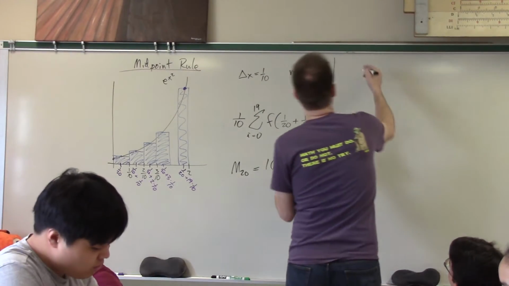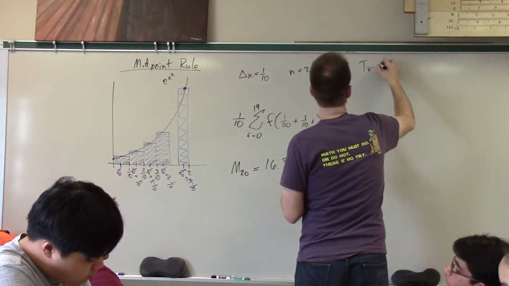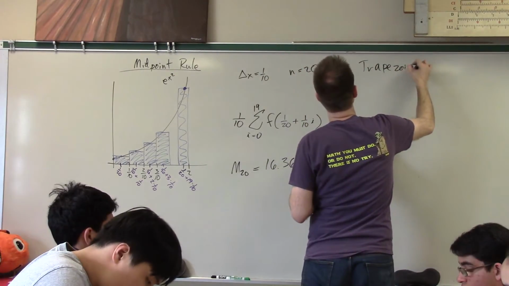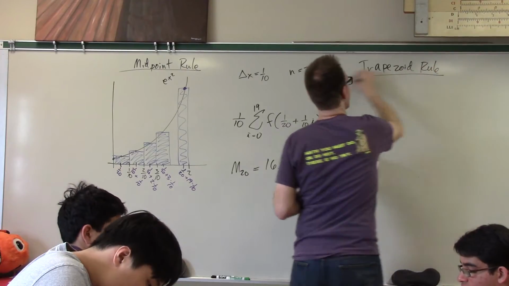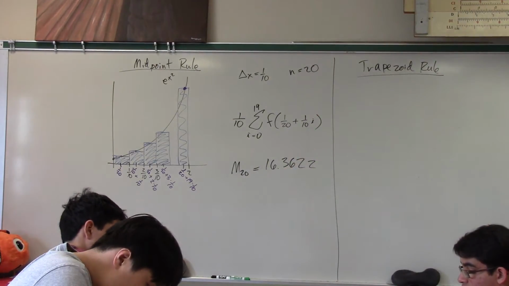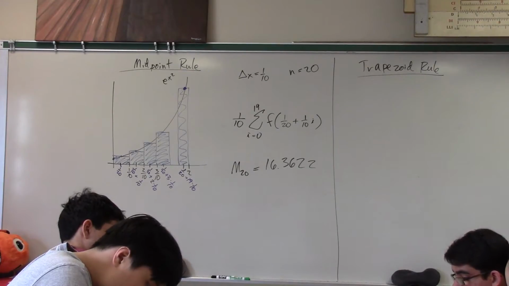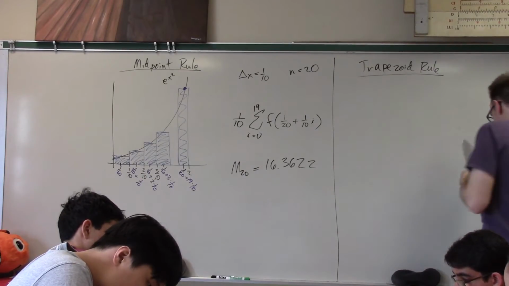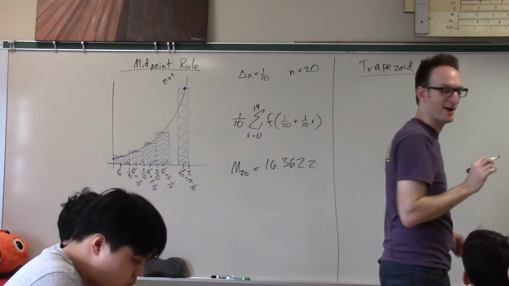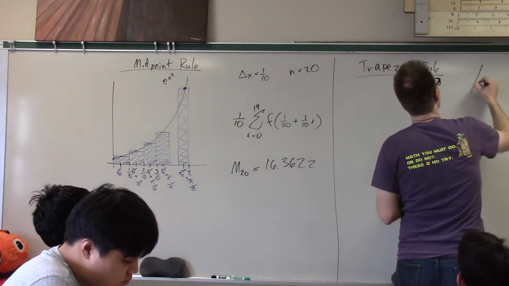Okay, last rule. I think we have time for this. The trapezoid rule says, instead of approximating the area under each curve with rectangles, do it with trapezoids. By the way, since you are a product of MCPS, you probably don't know how to find the area of a trapezoid, so let's review that really quickly.